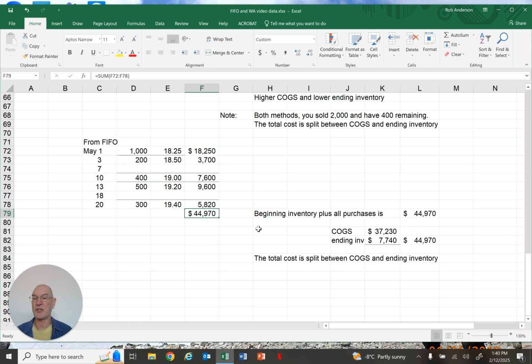And I've just taken the numbers from the table above in FIFO and I've reproduced here. Here's what we calculated for cost of goods sold, and here's what we calculated for ending inventory. Notice the two add up to 44,970, just showing you the total cost of all your goods is split between cost of goods sold and ending inventory. So that's a way for you to check your work and also figure out how much you purchased, how much you sold, and so on. And this should match all your accounting records.